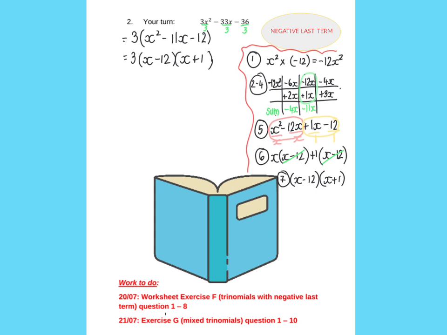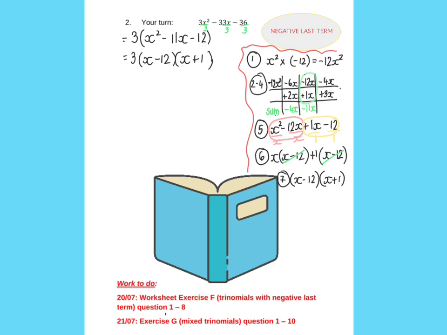And that's it, people. The work that you can have a look at is for the 20th, worksheet exercise F, questions 1 till 8, and that will be displayed on the next page as well. And then on the 21st, Tuesday, it is G, questions 1 till 10 on mixed trinomials. So it's all over here.